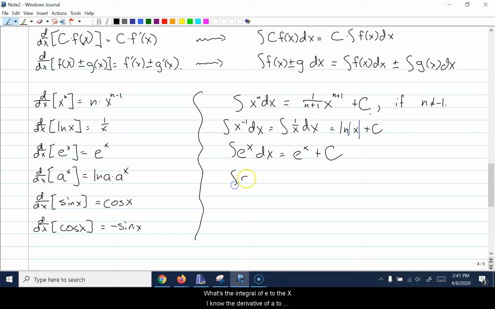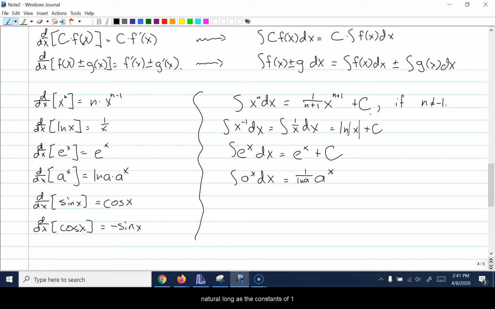What's the integral of a to the x? I know the derivative of a to the x is almost a to the x, but there's this extra natural log a out front. So my integral is going to be almost a to the x, but when I take the derivative, I'm going to get an extra natural log a out front. I put a 1 over ln a to cancel that.